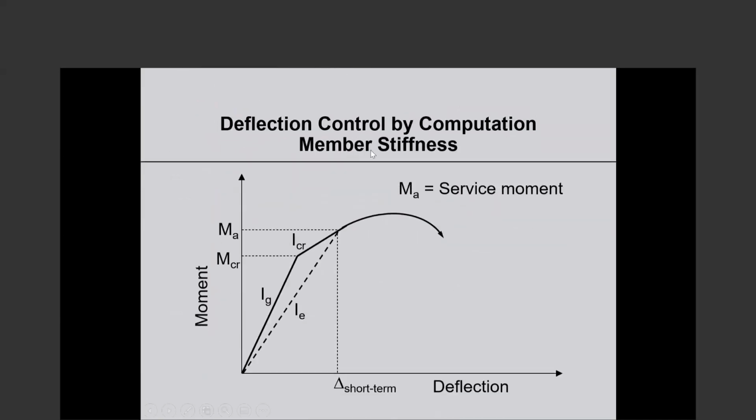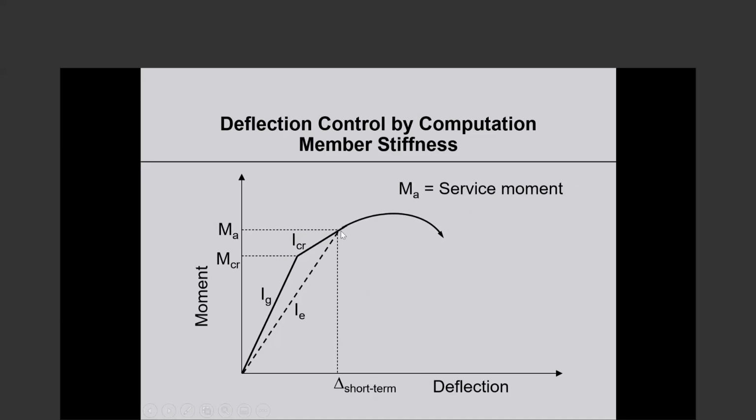So this is our mental picture, stipulation, whatever. Initially, the section has gross moment of inertia. Then when it cracks, it has cracked moment of inertia. Okay. Mcr is the cracking moment. Ma is the service moment. That's exactly what it is called. So this is moment caused by service level loads.